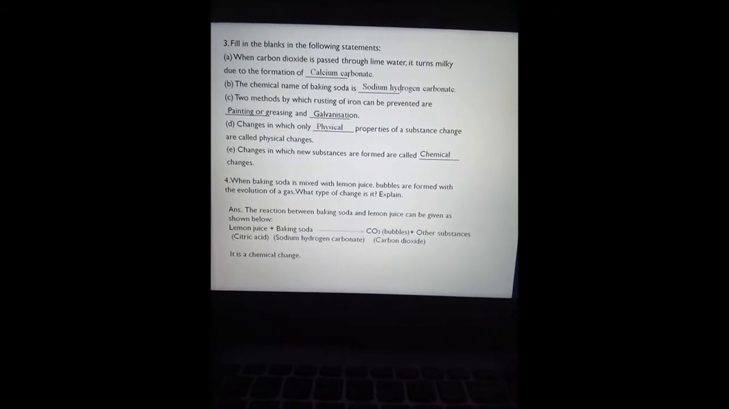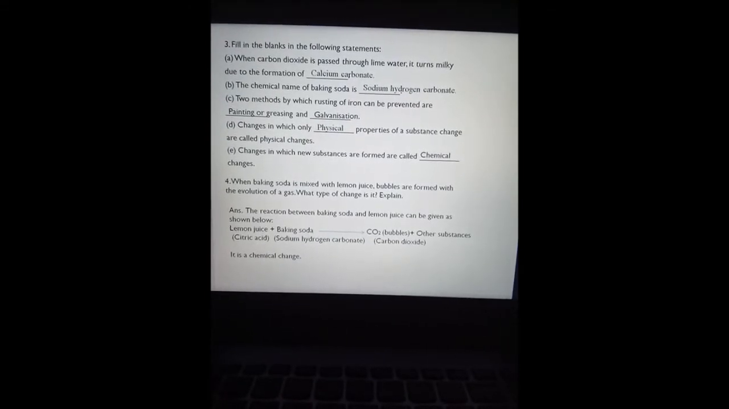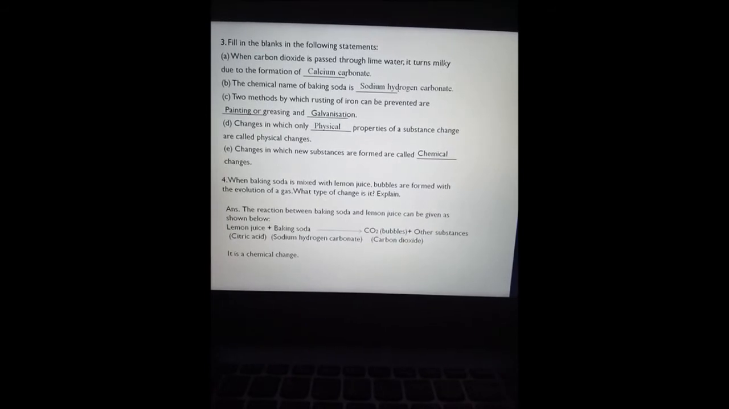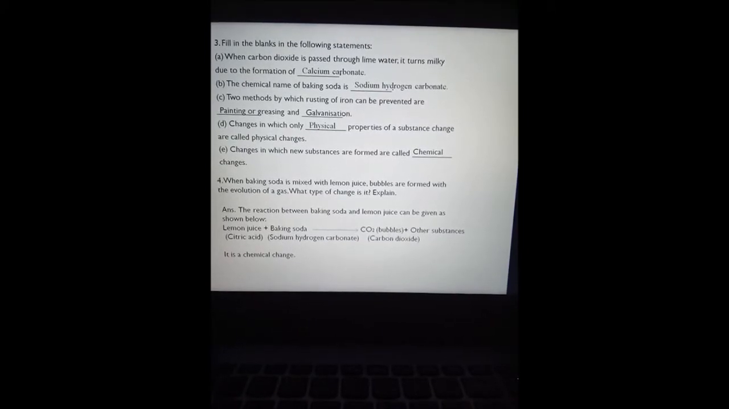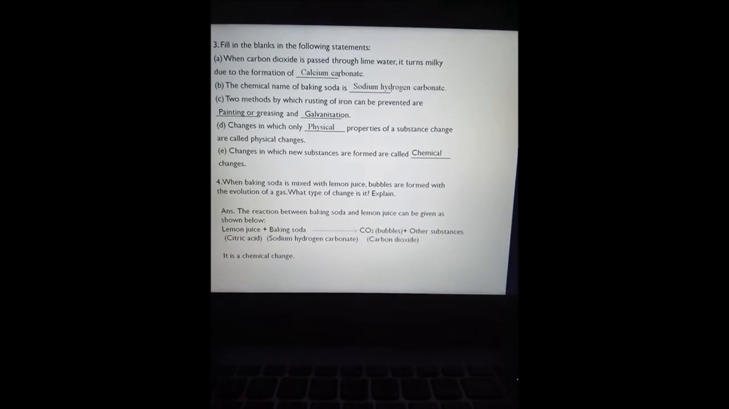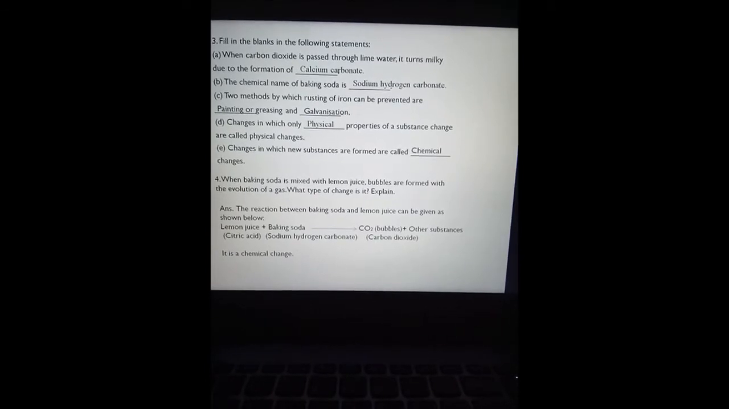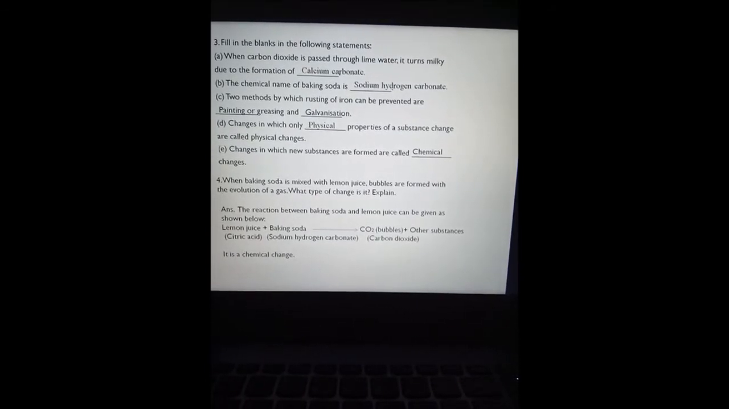The reaction between baking soda and lemon juice is shown like this. Lemon juice plus baking soda will result in bubbles, that is CO2 plus some other substances. Basically lemon juice contains citric acid and baking soda is sodium hydrogen carbonate. So when both of them are added together, it results in the formation of bubbles, which is none other than carbon dioxide. So the chemical properties are changed, so it's a chemical change. Moving on to the next question.